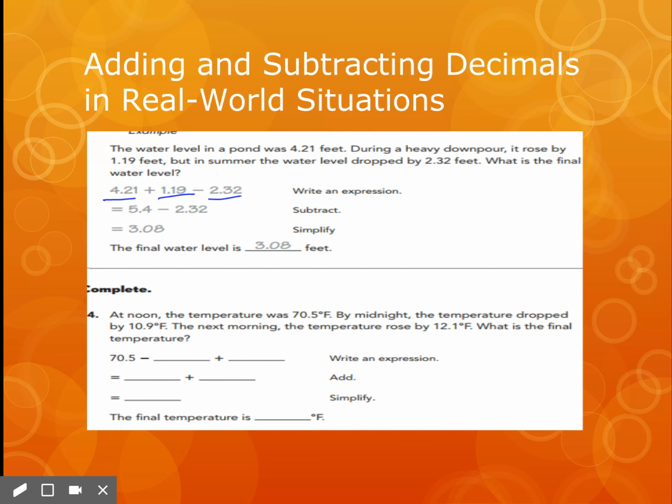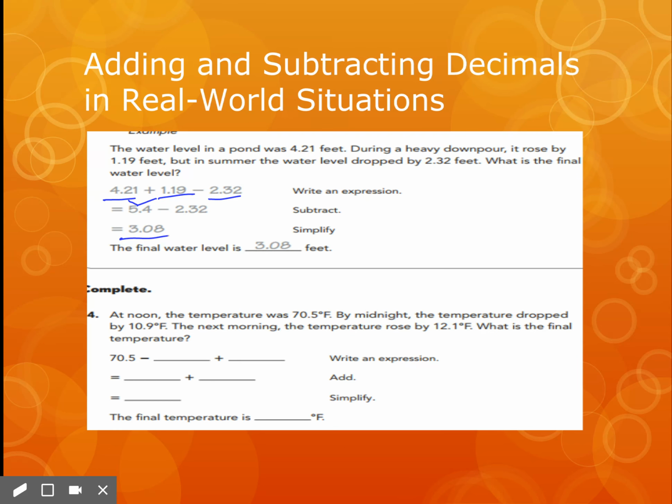So first they added 4.21 plus 1.19 and got 5.4. Then they did 5.4 minus 2.32. Since both of these numbers are positive, they didn't change it to adding its opposite. They just subtracted. So 5.4 minus 2.32 is 3.08. So the final water level is 3.08 feet.